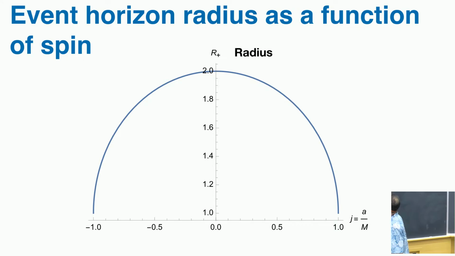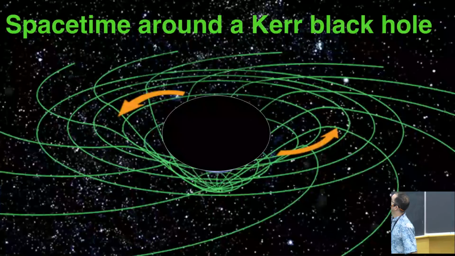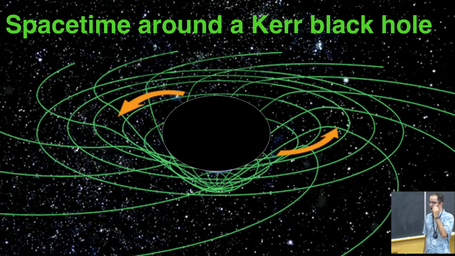So this is the size of the radius of the event horizon as a function of spin. For spin equals 0, we recover the Schwarzschild radius. For maximal spin, the event horizon shrinks to half the radius of the Schwarzschild radius. And this is what I mean by frame dragging.